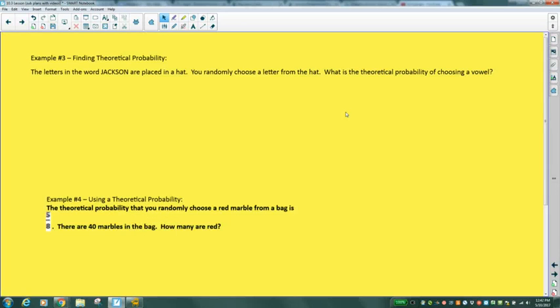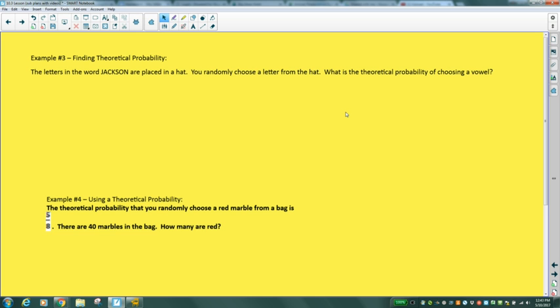Okay, moving right along to example 3. Now we're going to find the theoretical probability. So this is simply what we expect. We didn't actually do this event, but if we were to have done it, what would we expect the outcome to be? So the letters in the word Jackson are placed in a hat. You randomly choose a letter from the hat. What is the theoretical probability of choosing a vowel?